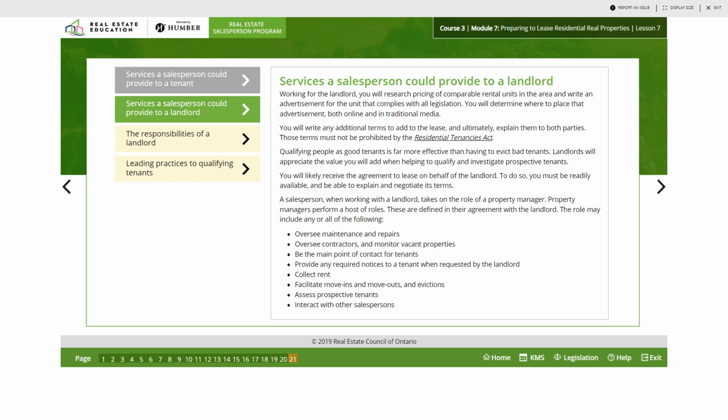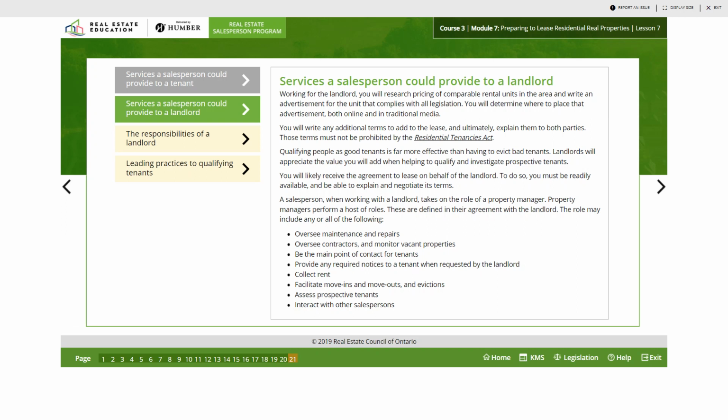Qualifying good rent-paying tenants is far more effective than having to evict bad tenants. Landlords will appreciate the value you add when helping to qualify and investigate prospective tenants. You will likely receive the agreement to lease on behalf of the landlord. To do so, you must be readily available and be able to explain and negotiate its terms.